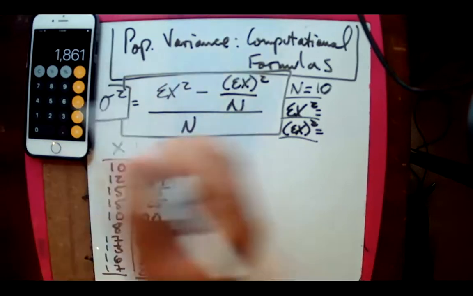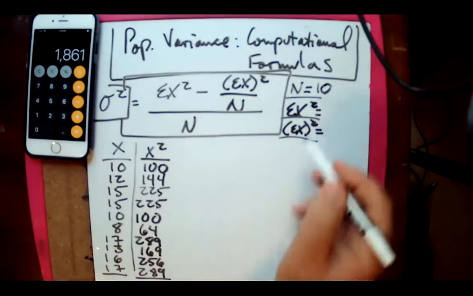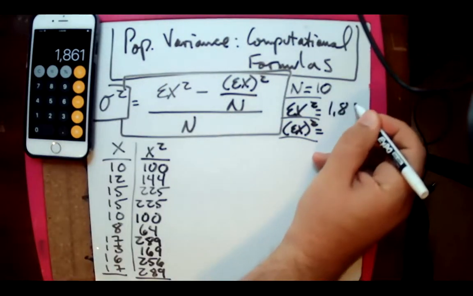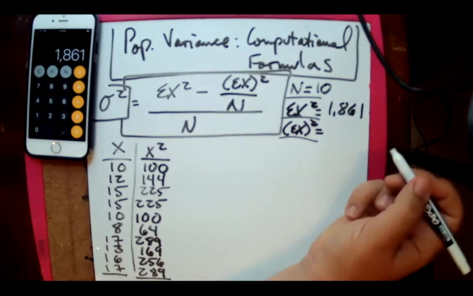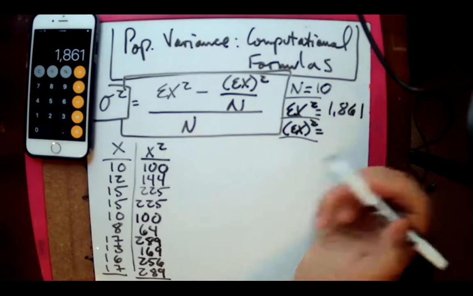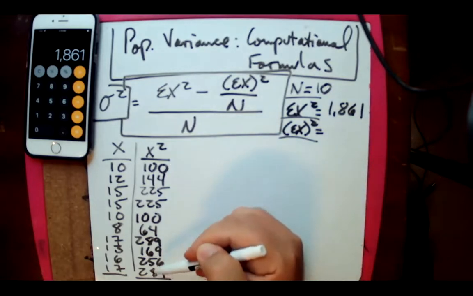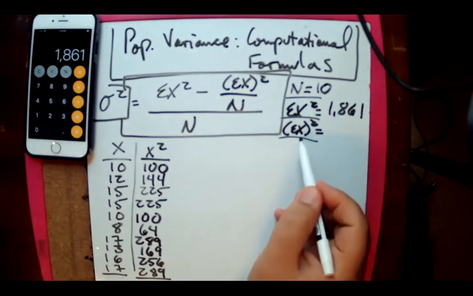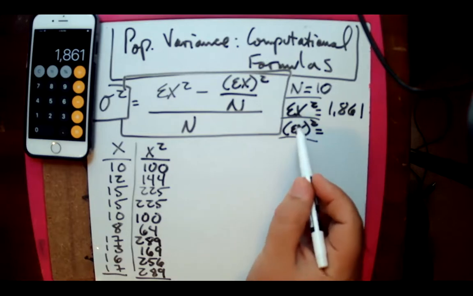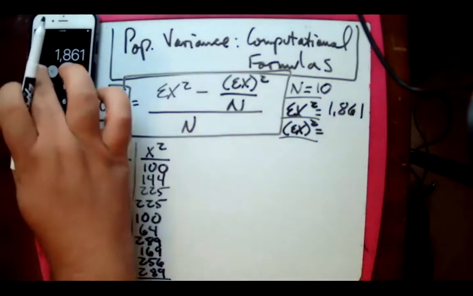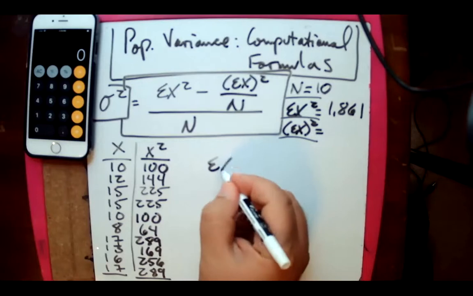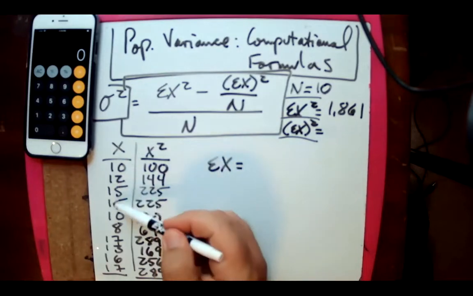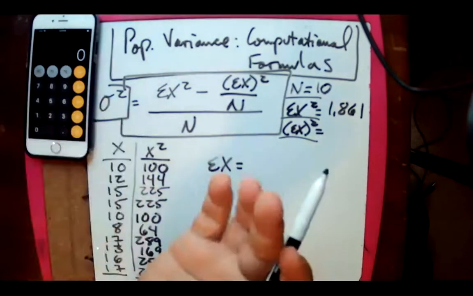Okay, we add up all of these, we get 1,861. You see that? So that's just adding up this column. Now, to get the next number, we're going to start with the parentheses first, so we need to add up x. So to get the sum of x, we just add up all these x values. So that'll take a second, right?